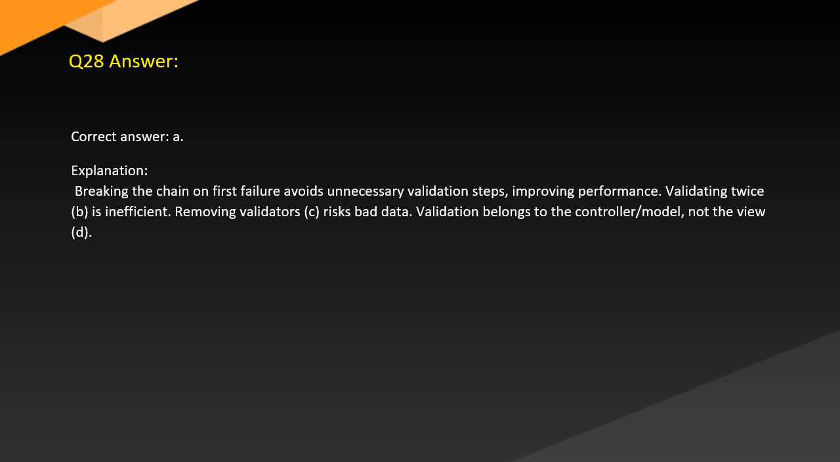Answer. Correct answer A. Explanation. Breaking the chain on first failure avoids unnecessary validation steps, improving performance. Validating twice, B, is inefficient. Removing validators, C, risks bad data. Validation belongs to the controller or model, not the view, D.